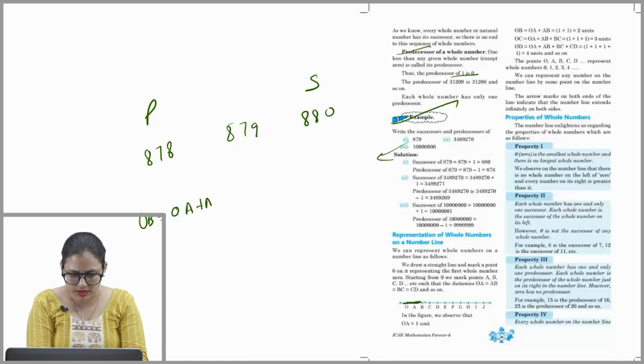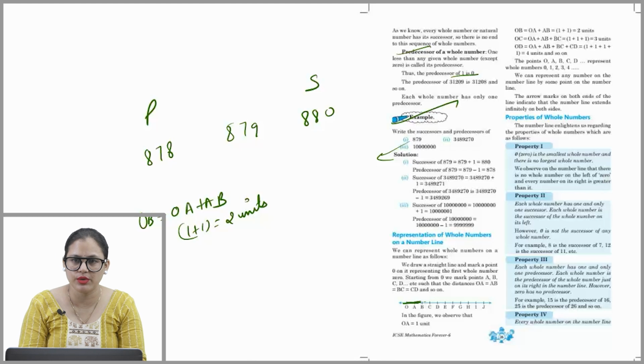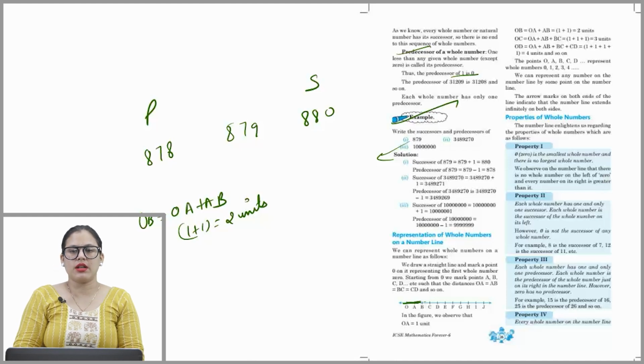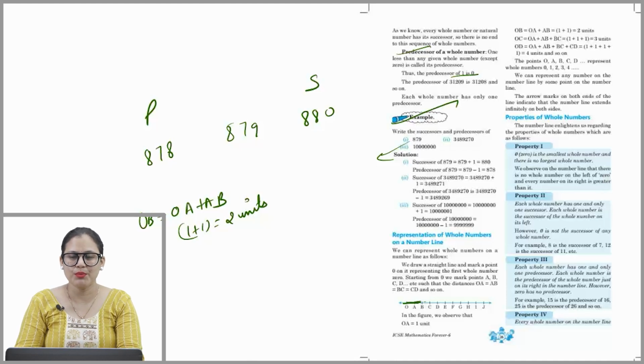See, this is OB and OB is what? OA plus AB. That is 1 plus 1 is equal to 2 units. Okay. OC is OA plus AB plus BC, 1 plus 1 plus 1, 3 units. And OD is equal to OA plus AB plus BC plus CD, that is 4 units and so on. So, the points O, A, B, C, D represent whole numbers 0, 1, 2, 3 and 4 and so on. We can represent any number on the number line by some point on the number line. The arrow marks on both ends of the line indicate that the number line extends infinitely on both sides. Okay. Properties of whole numbers.